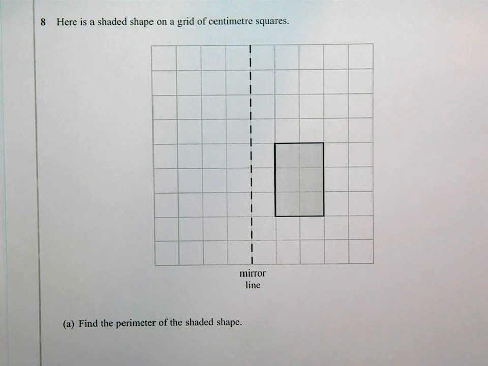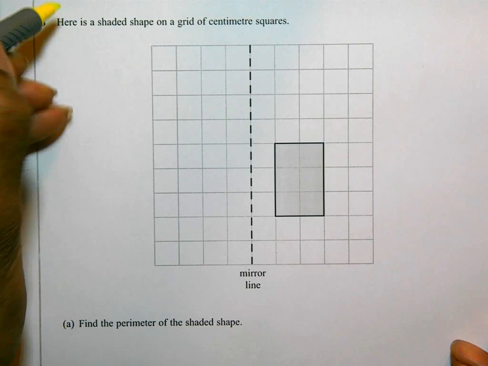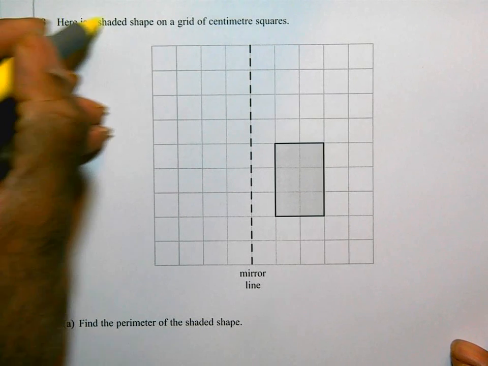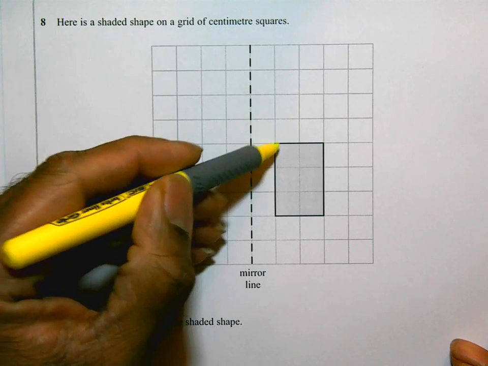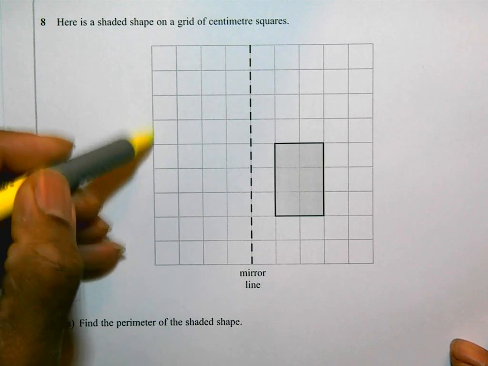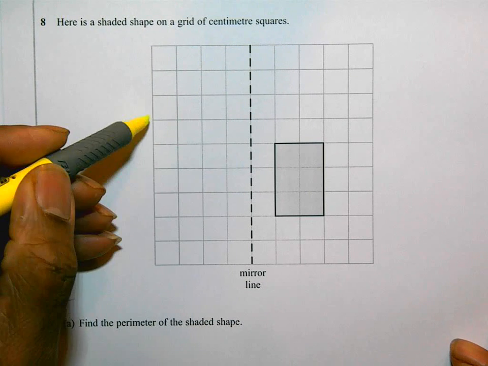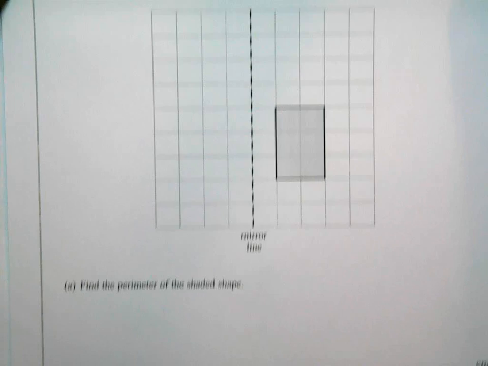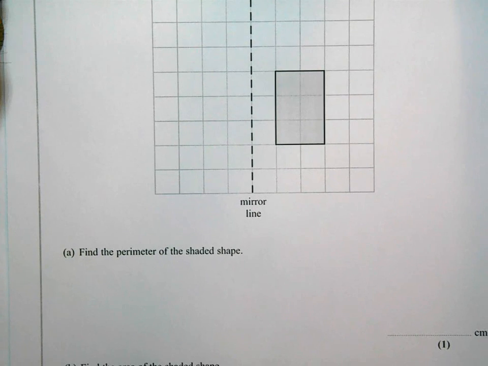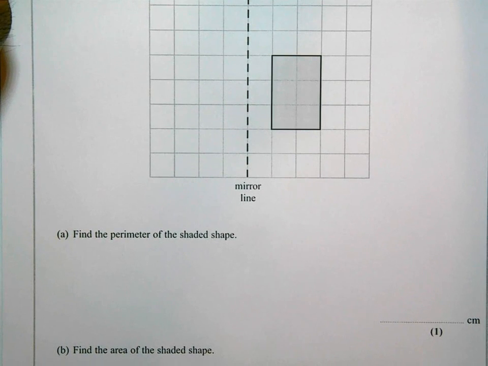This is question 8 on the foundation calculator paper. Looking at the question, it says here is a shaded shape on a grid of centimeters squared. So there's the shaded shape, and all of these squares in the grid are supposed to be 1 centimeter apart. Part A of this question says find the perimeter of this shape.